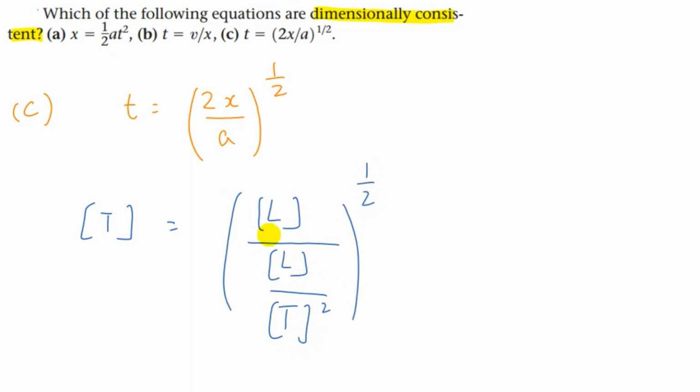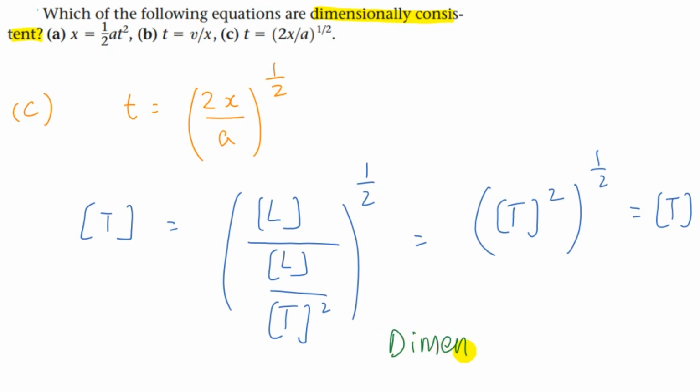Now this length and length will cancel out and we'll get t square whole to the power 1 over 2, which is equal to t. Therefore we see that the dimension of the left side of the equation is equal to the dimension of the right side. Therefore we can conclude that this equation is dimensionally consistent. So this is dimensionally consistent.